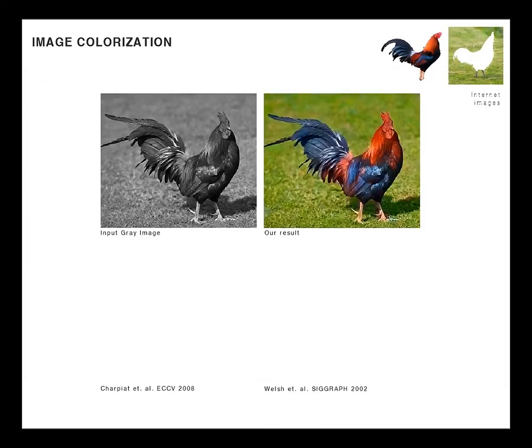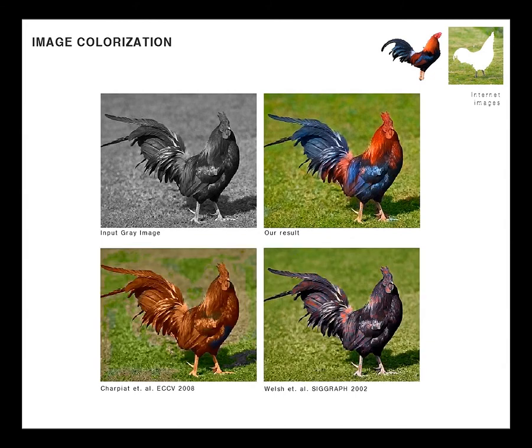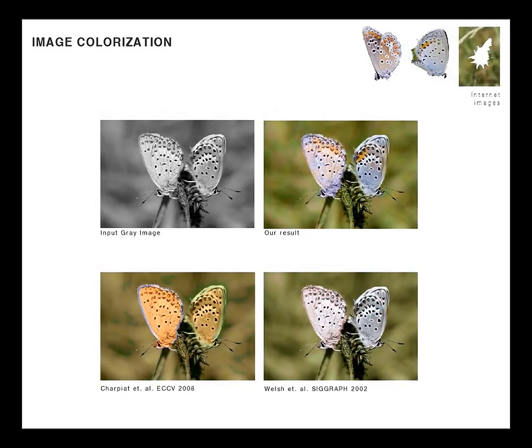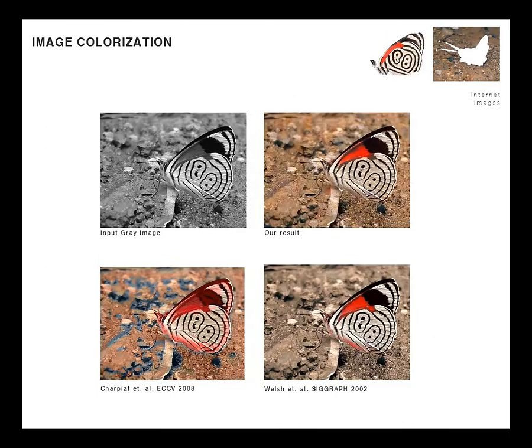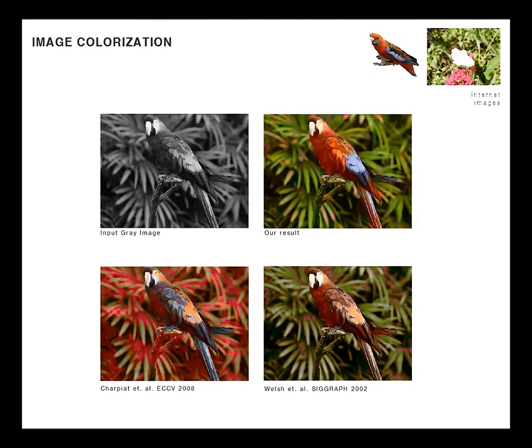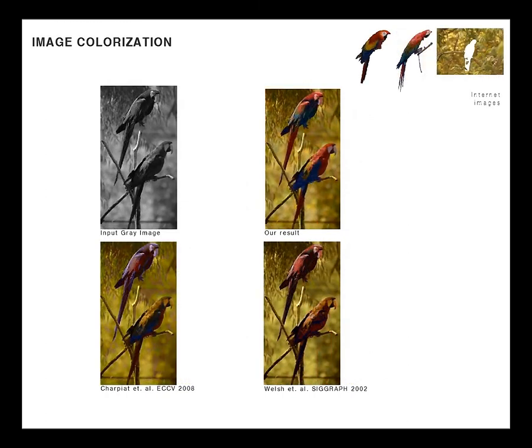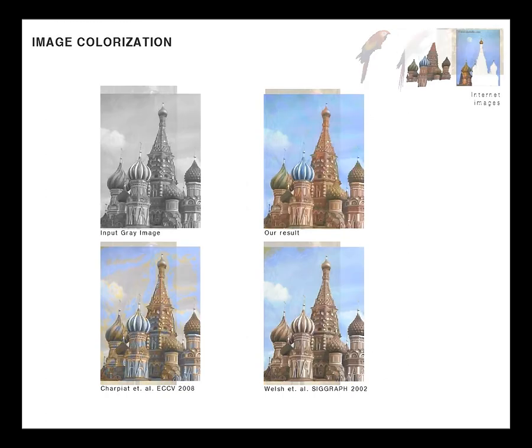Here we show our results for several grayscale examples and compare them to 2 state-of-the-art colorization techniques. The same internet reference images obtained by our filtering method are used for all 3 algorithms, and the best results among the different parameter settings are shown for the comparison methods. Our results compare favorably to those of the other techniques on this wide array of images.